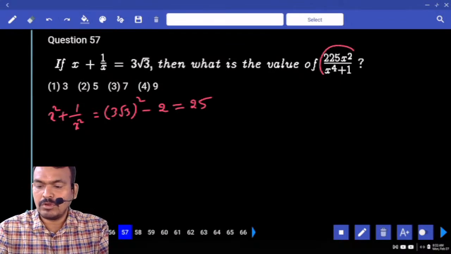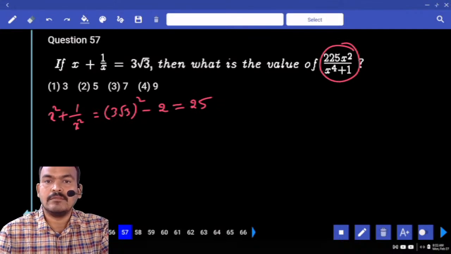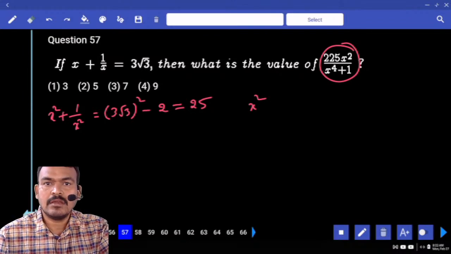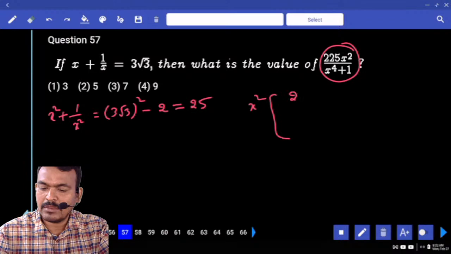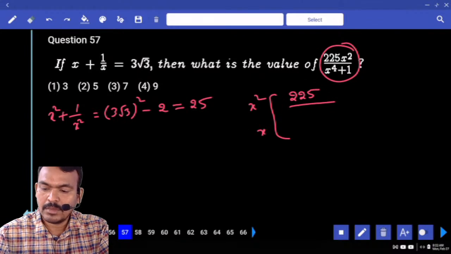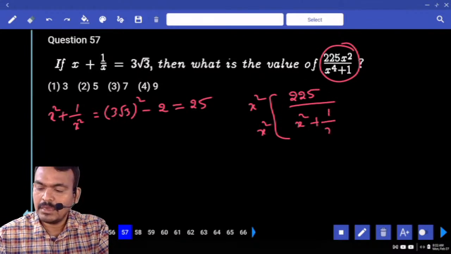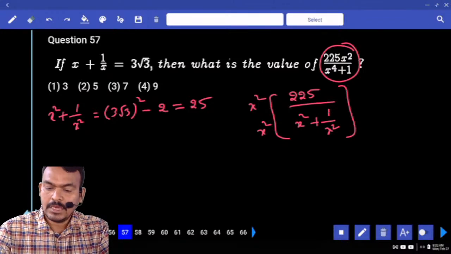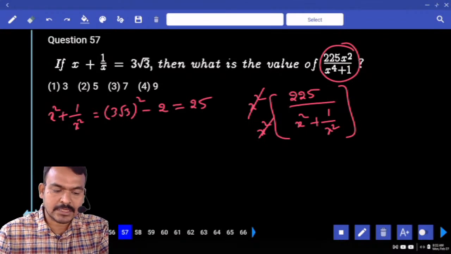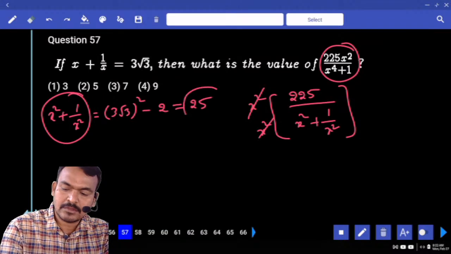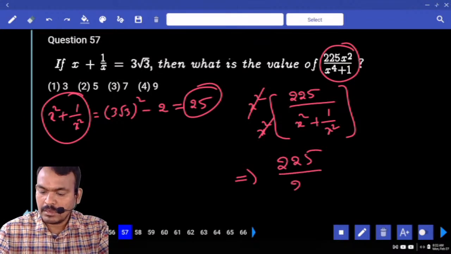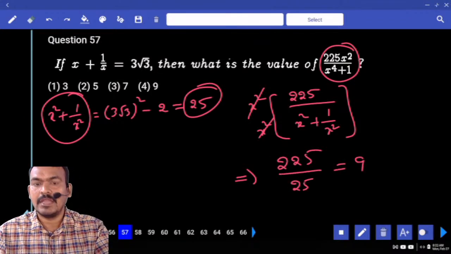And we required which one? 225 x square by x power 4 plus 1. In that numerator x square common, x square common means what is the remaining value in numerator? 225. Denominator also x square common, what is the remaining value? x square plus 1 by x square, x square cancel. We required 225 by x square plus 1 by x square. And already we know x square plus 1 by x square value is 25. Then we write 225 by 25. How many times? 9 times.